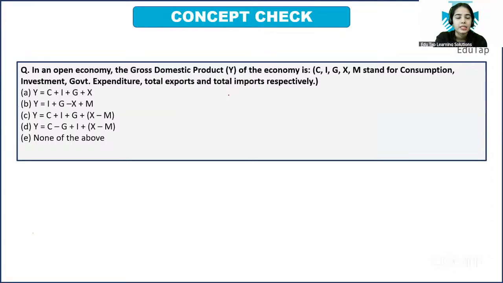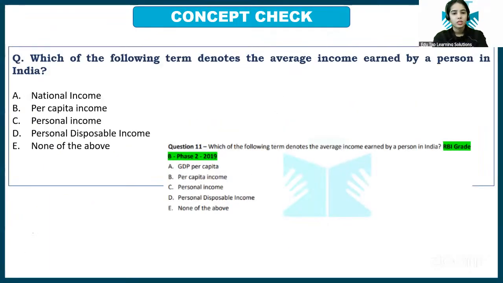Next, in an open economy, the GDP of the economy is which of the following? Yes. Consumption plus investment plus government expenditure plus export minus import. Export minus import, that is your net export. So consumption plus investment plus government expenditure plus net export. C is the answer. Now there is a concept.